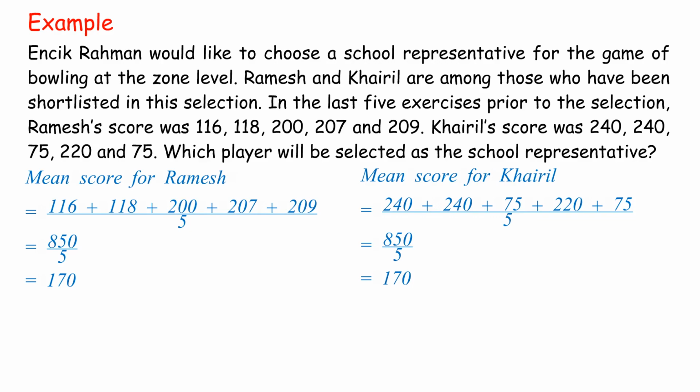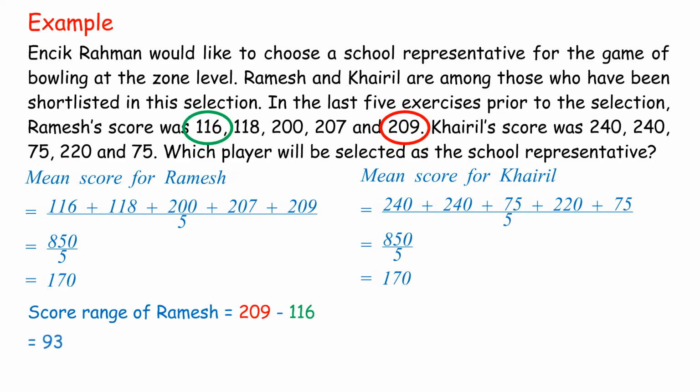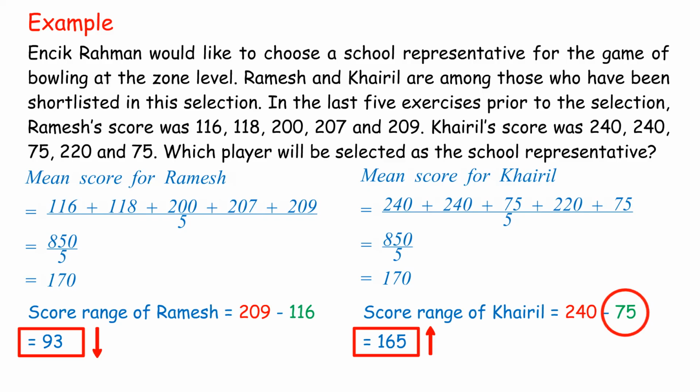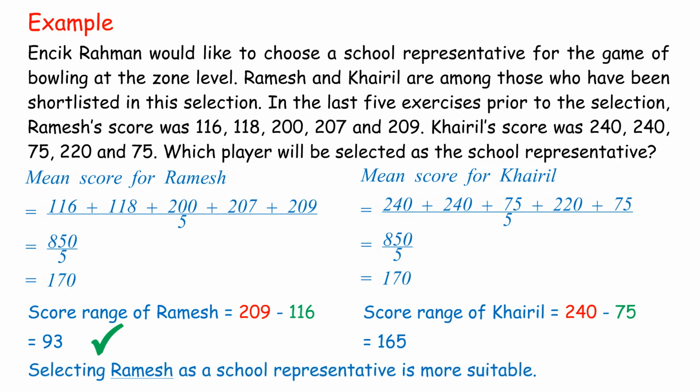Score range for Ramesh, 209 - 116 equals 93. Score range for Kai Rail, 240 - 75 equals 165. Ramesh's range of scores is lower than that of Kai Rail's because there is a very low score, extreme value, in Kai Rail's score that caused the range to be large. Therefore, selecting Ramesh as a school representative is more suitable.